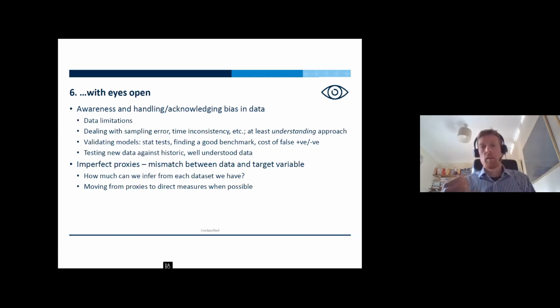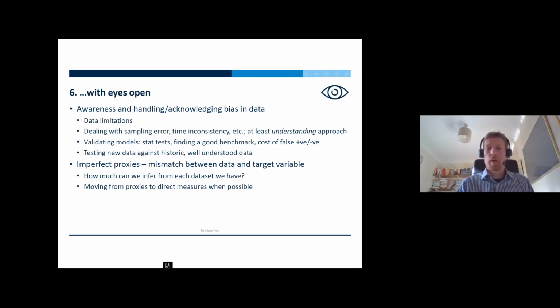If we're creating models, we need to try and get a good benchmark for those and validate them. And indeed understand the cost of false positives versus false negatives. Do we want to err on one side or the other to make sure that we're not really jeopardizing our analysis? And we talked about proxies here too.